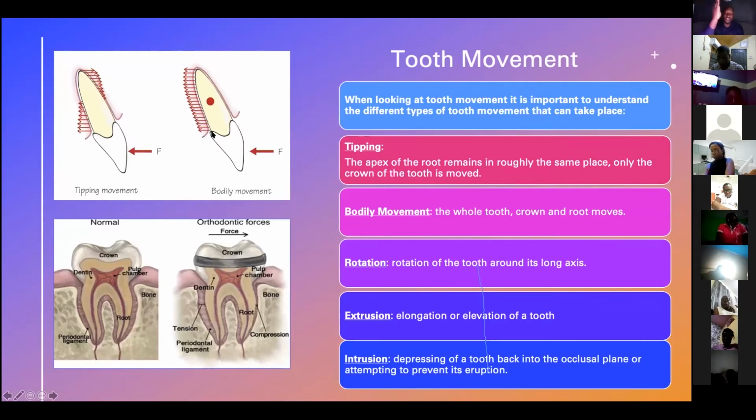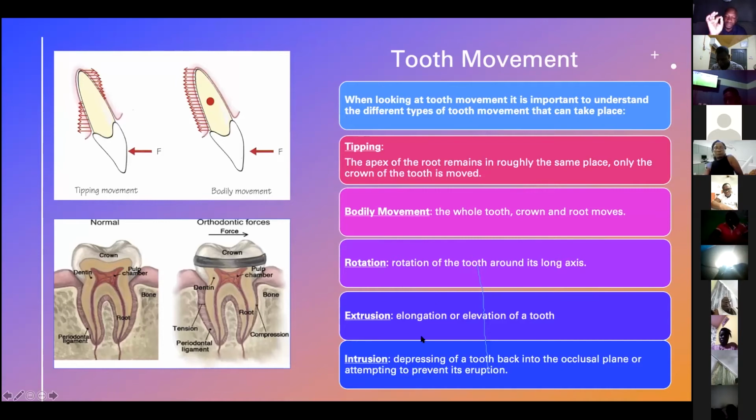So this is rotational. And then we come to extrusion, which is elongation or elevation of the tooth, which is pulling the tooth down. And when I used to work in the hospital, you may have some patients who have had their permanent tooth not erupting properly. So what we'd have to do is make an incision on the gingiva and then place a bracket on the tooth that's not fully erupted, and then gradually over a number of weeks and months, just pull it down every time they come for an appointment within the orthodontic surgery.